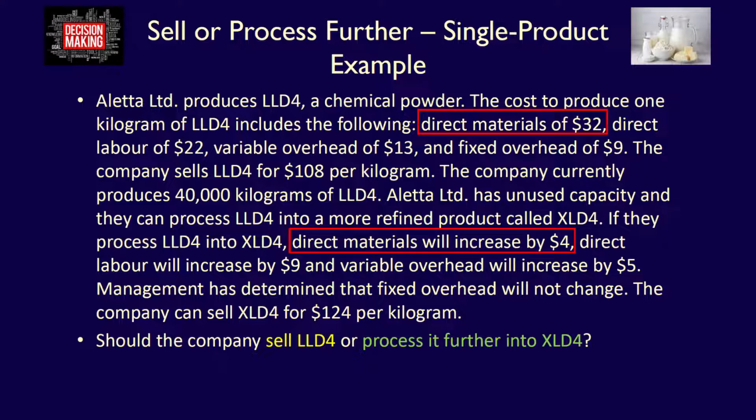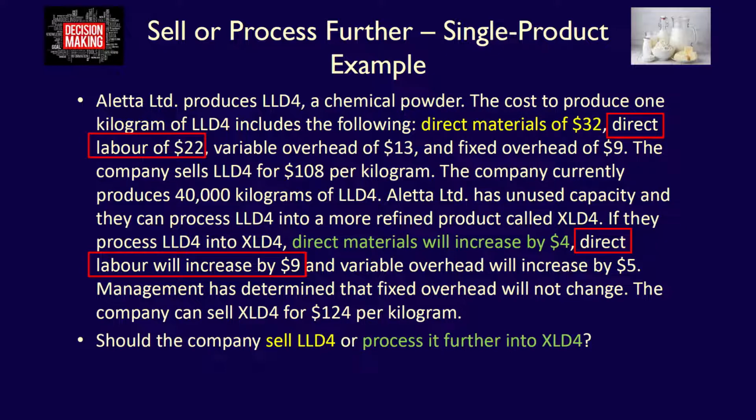green. The direct material cost to produce 1 kilogram of LLD4 is $32. If we want to produce it into an XLD4, it costs us $4 more per kilogram. So direct materials are $36 for XLD4. These costs clearly change between alternatives, and they're both future costs. So the direct materials for both of these products are relevant information for our analysis.